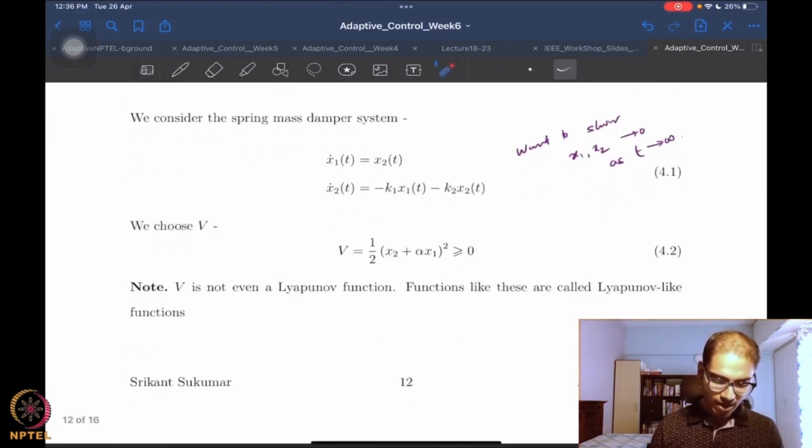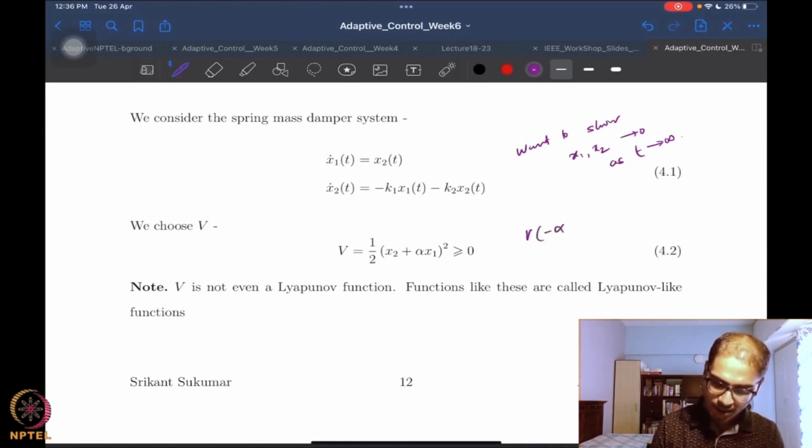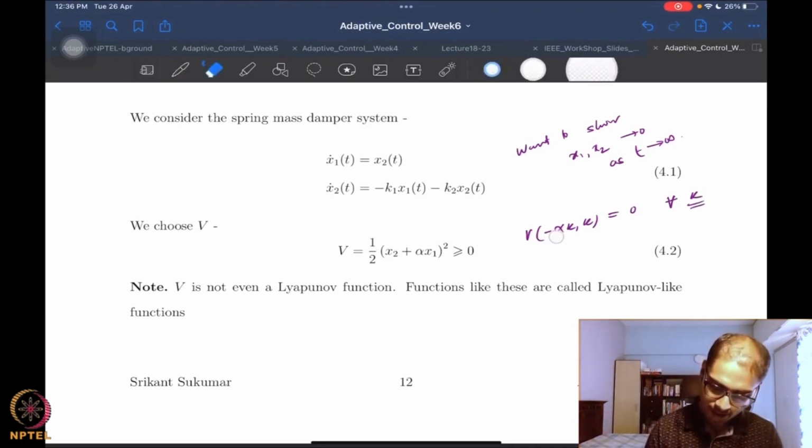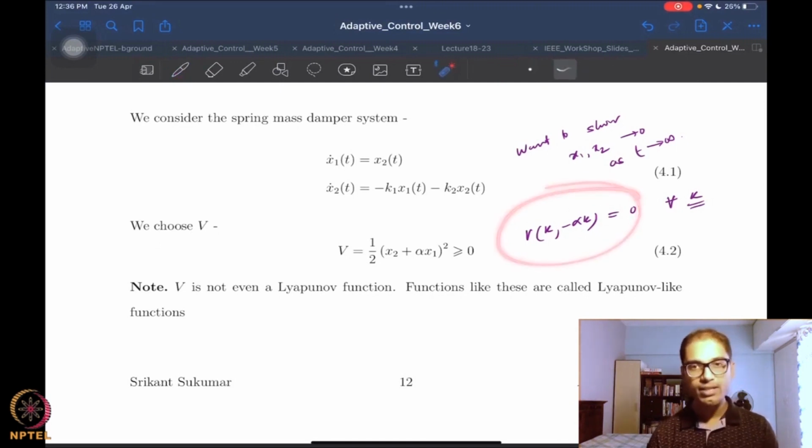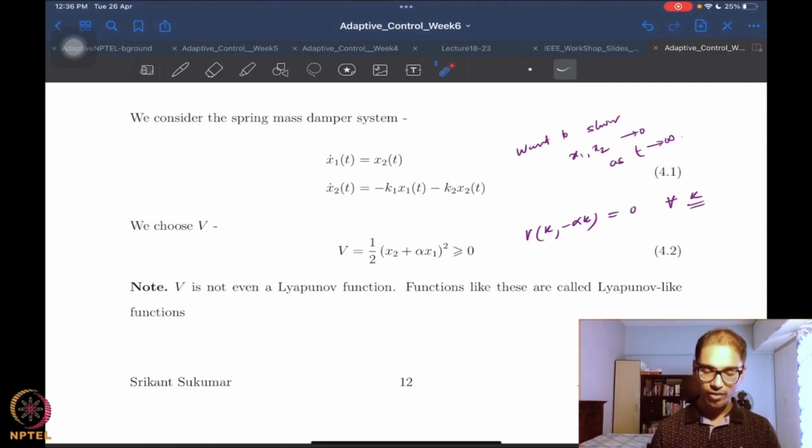What did he say? He said that if you choose a Lyapunov-like function, because this is not a Lyapunov function anymore, I hope that's evident. It's only positive semi-definite. Why? V of k comma minus alpha k is identically 0 for all k. So there are values of states outside the origin where V becomes 0, and that's not allowed for positive definiteness. And so therefore it's only positive semi-definite.